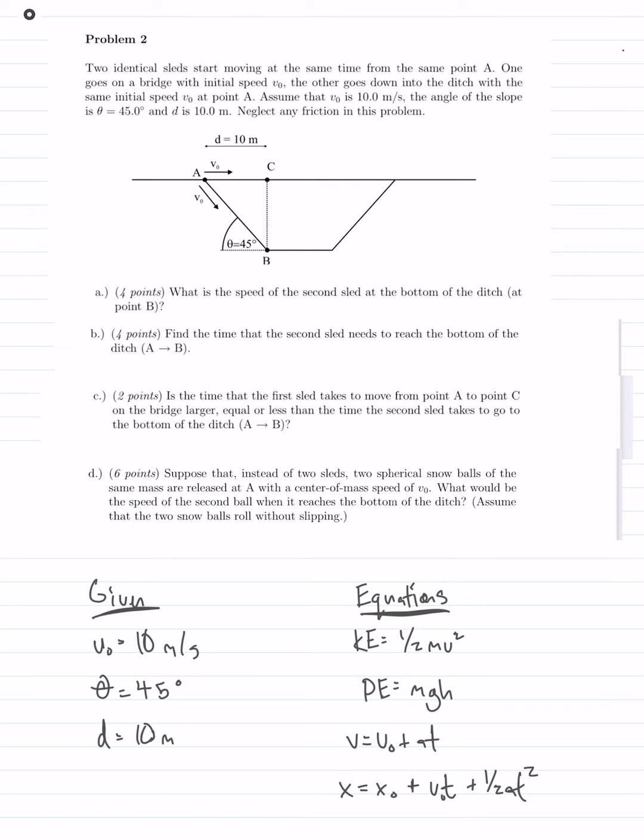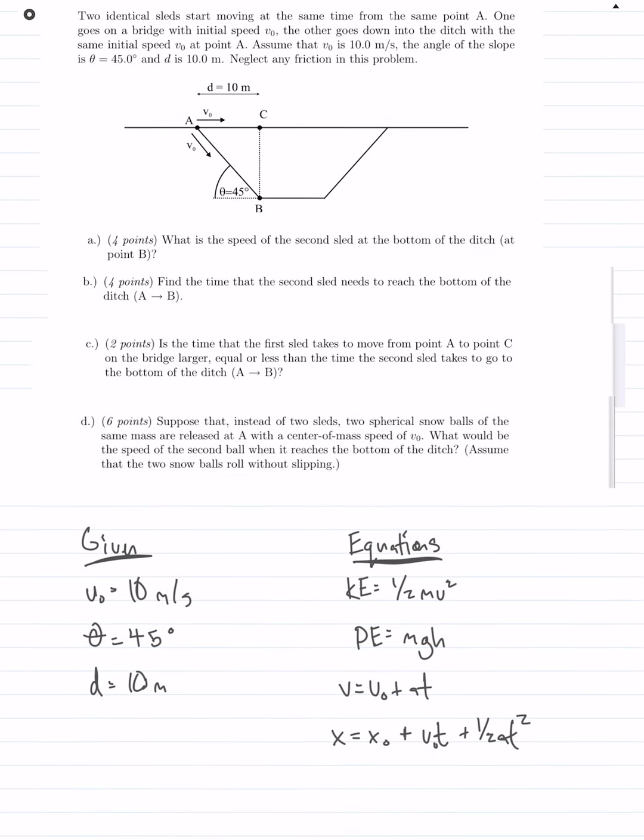So the problem states that we have two identical sleds that start moving at the same time from the same point A. One goes on a bridge with initial speed v0, the other goes down into the ditch with the same initial speed v0 at point A. Assume that v0 is 10 meters per second, the angle of the slope is 45 degrees, and d is 10 meters. So neglect any friction in this problem.